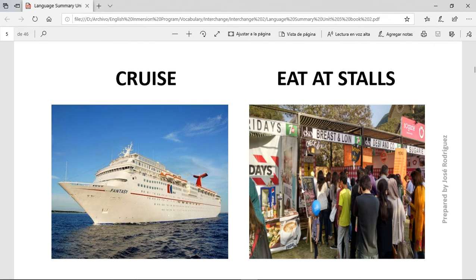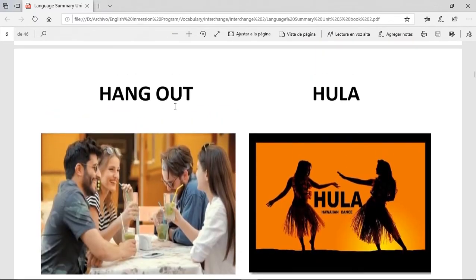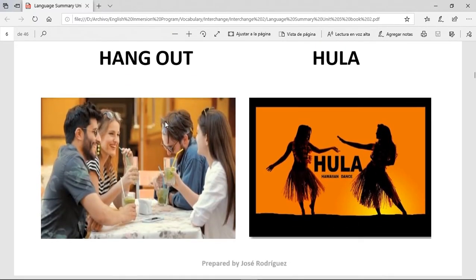Eat at stalls. Stalls are specific blocks or locations where you can eat. Okay, so you eat at stalls. They usually put them on festivals or things like that. To hang out. When you hang out with friends, it's when you go to a place to talk and chit-chat about all sorts of stuff, to catch up with life and stuff, okay? Hula. Hula is a type of Hawaiian dance when you move your hips and your arms at the same time, going like if it were flows of water, like waves of water.